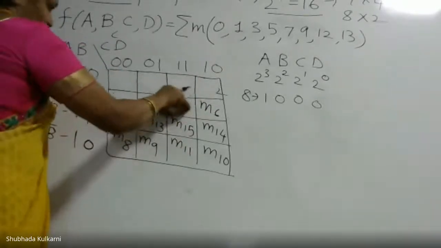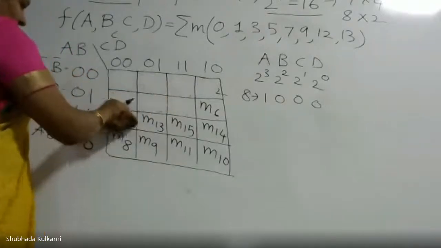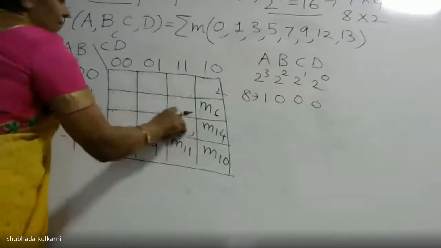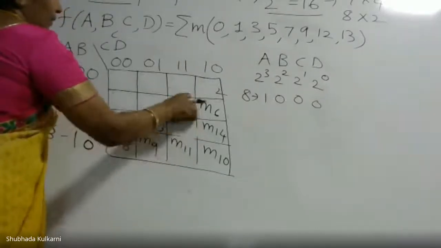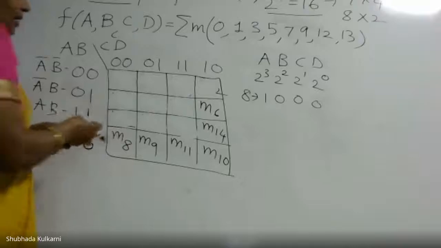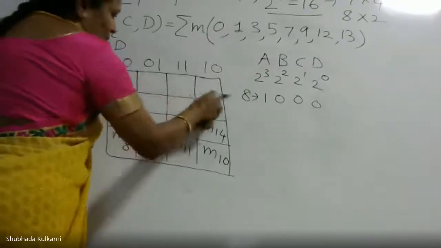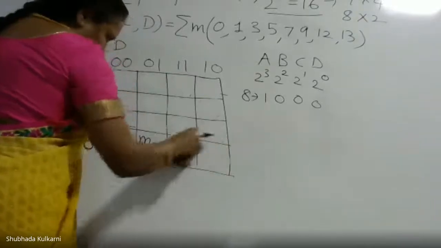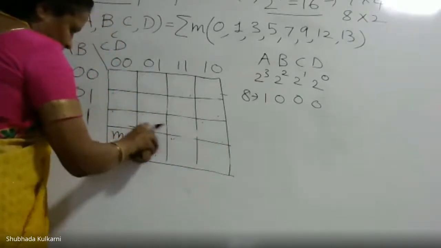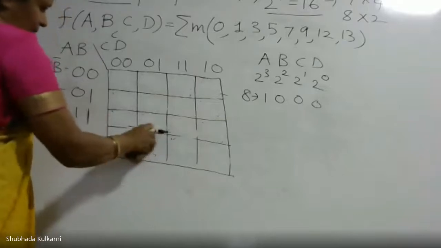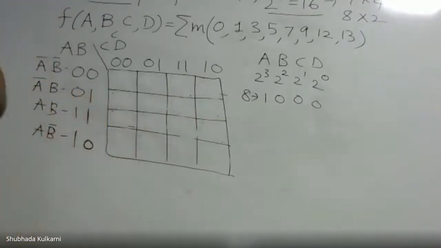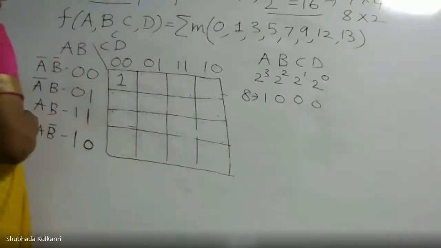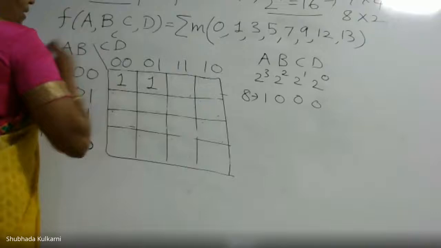Now the next part is to enter zeros and ones, make the maximum groupings, and simplify the given function. So now I am using the same map for this problem. I am copying whatever min term values are written here and entering the zeros and ones. 0 is a min term. Min term means its value is 1. 1 is a min term, so 1 comes here.